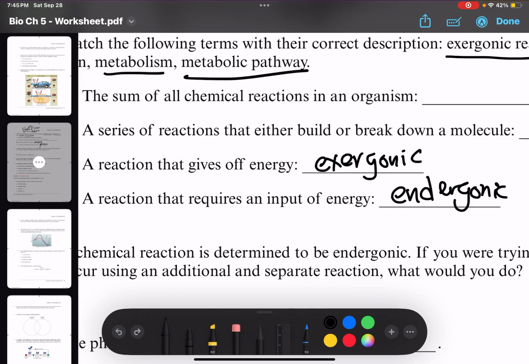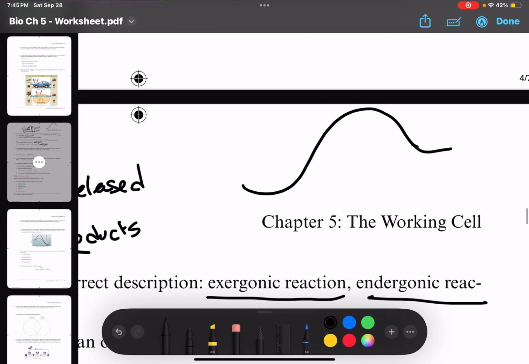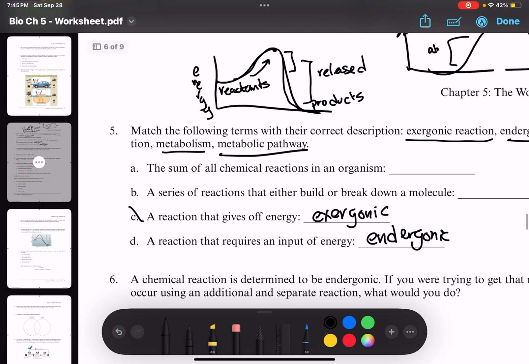Okay, so an endergonic reaction looks something like this. Oh, I'm sorry about that. So an endergonic reaction looks something like this, right? Where energy must be absorbed. So this part is energy. It must be absorbed to actually do the chemical reaction. Now let's see what the next one is.